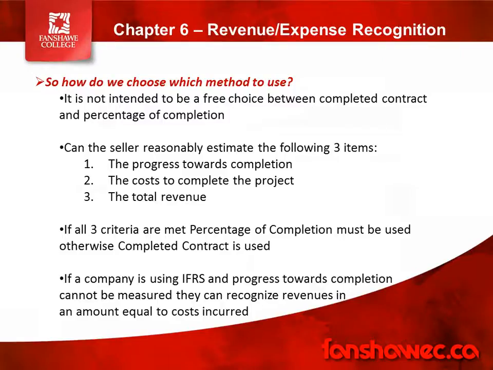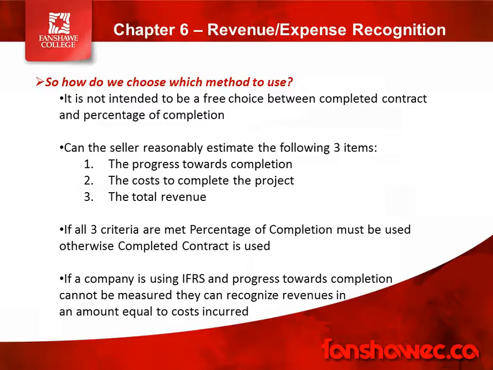So we talked about this before. How do we choose which method? Again, it's not intended to be a free choice. We have to do percentage of completion if we can reasonably estimate the following 3 items: our progress towards completion, the estimated cost to complete the project, and the total revenue. In the vast majority of projects, we are going to be able to do these 3 things. So if all 3 of those criteria are met, then we have to use percentage of completion. If not, then we can use completed contract.